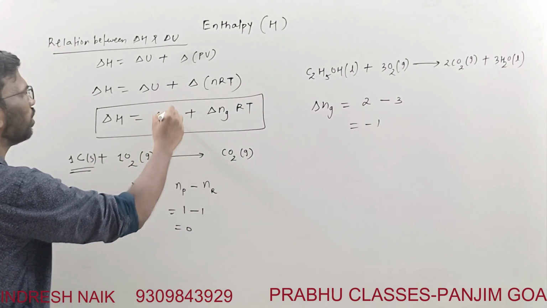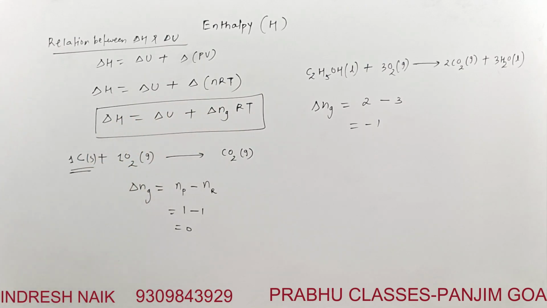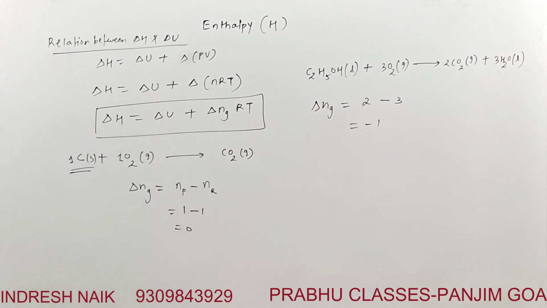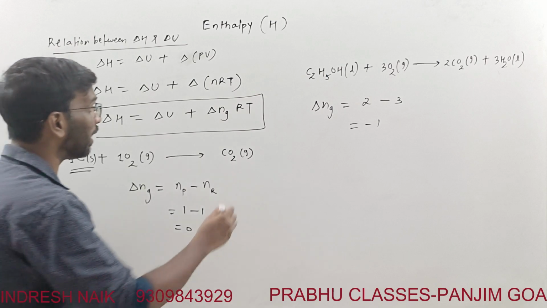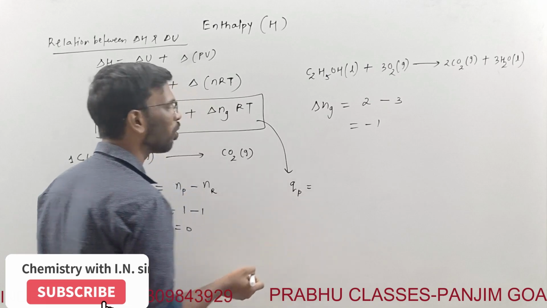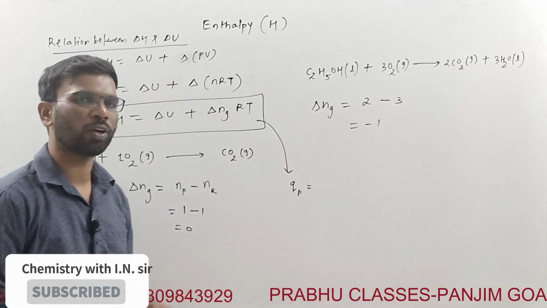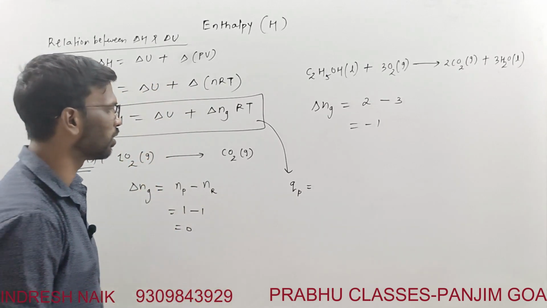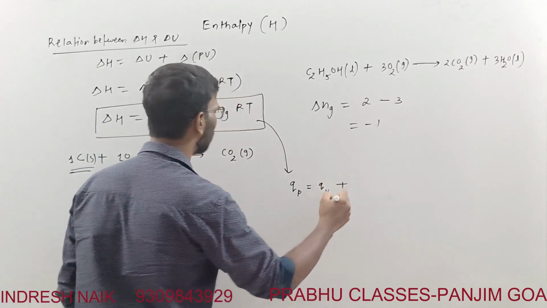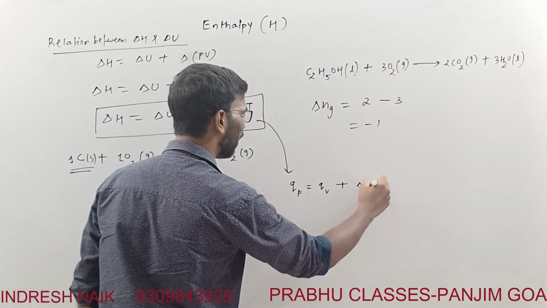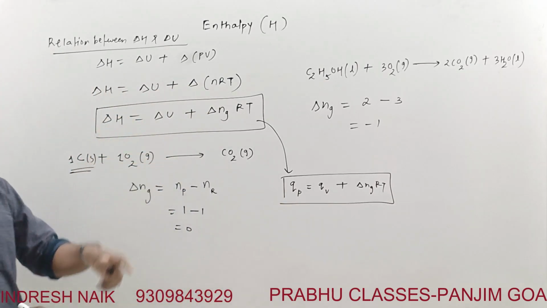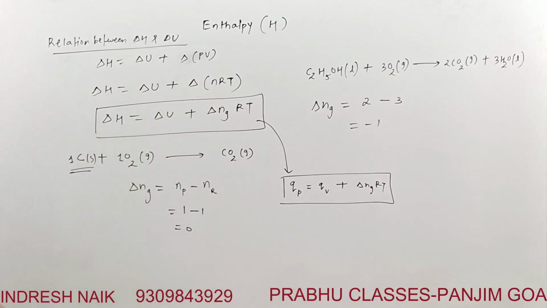Sorry, what I have written is delta U; just make a correction. Delta H equals delta U plus delta n g RT. Now delta H is also equal to Q P. We know that heat transfer at constant pressure is equal to delta H, and heat transfer at constant volume is equal to the change in internal energy, and I can write it this way, delta n g RT. So these are the two relations which we can remember with respect to delta H and delta U.